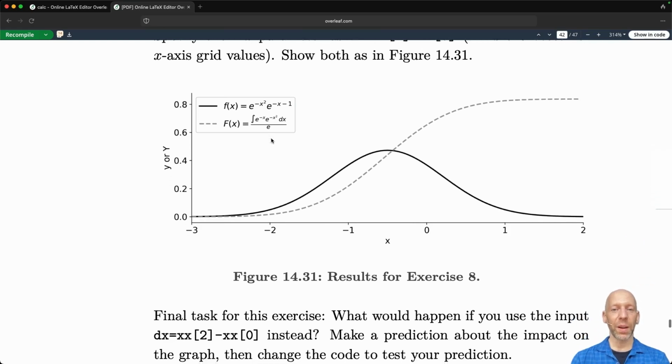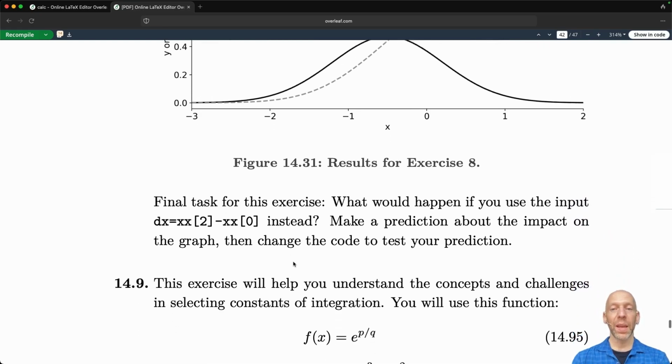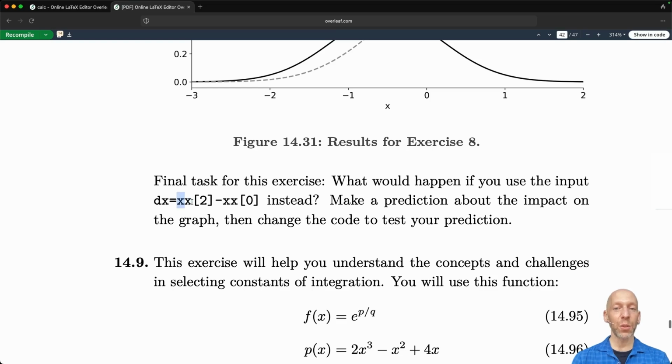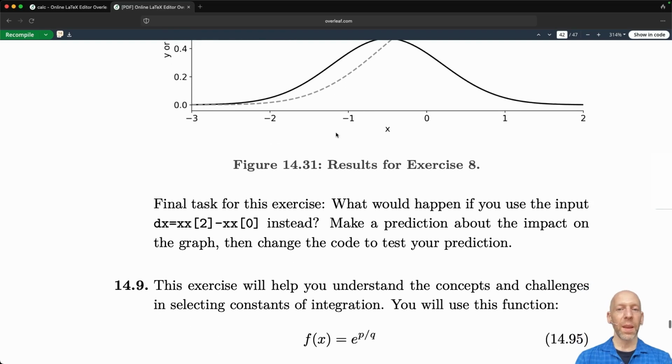The last part of this exercise is to figure out what would happen if you input xx2 minus 0 instead of xx1. So this is the correct syntax. This really is dx, delta x. Here, this is actually 2 times delta x. If you wrote this in the function, that would be a mistake. That would be a coding bug. And the question is, what is the impact of that coding bug?